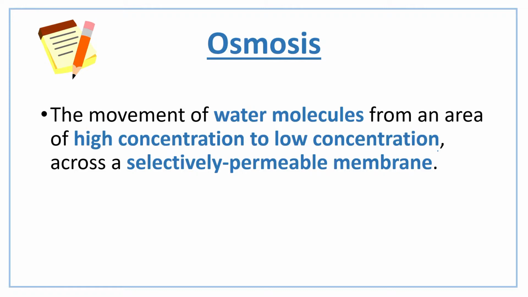Now osmosis is similar to diffusion in that it moves from high concentration to low concentration, but osmosis is very specific. It speaks very specifically about the movement of water molecules from an area of high concentration to low concentration, but it has to be across a selectively permeable membrane. Okay, if it's not across a selectively permeable membrane, it is not osmosis. If you are asked for the definition of osmosis, it has to be that it is the movement of water molecules from an area of high concentration to low concentration, or down the concentration gradient, across a selectively permeable membrane.